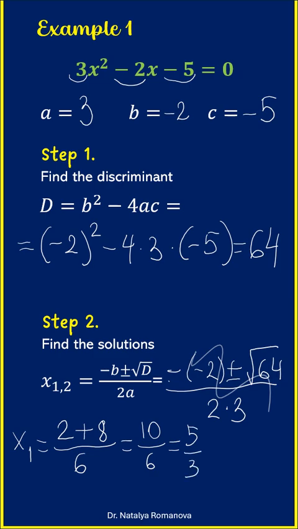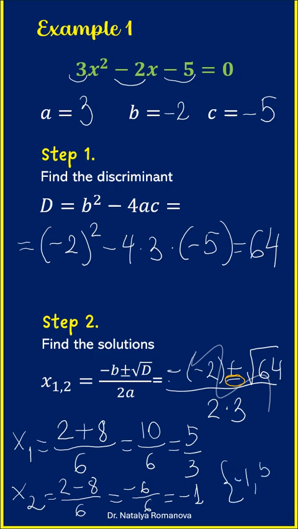And we can find the second root. The second root, x sub 2, we will take now minus from our formula, equals 2 minus 8 divided by 6. 2 minus 8 is negative 6, divided by 6 equals negative 1. So we find the roots of our example 1. It is negative 1 and 5 over 3, the solution of our equation. Next example.